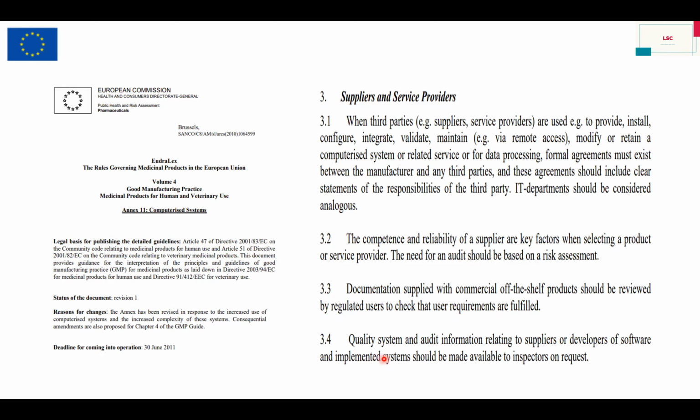Third one, quality system and audit information relating to the supplier or developer of the software and implemented system should be made available for inspector on request. It means whatever audit you did, whatever checklist you have, and what approach you have should be available at the time of the audit. So this is the fourth point from the EU.